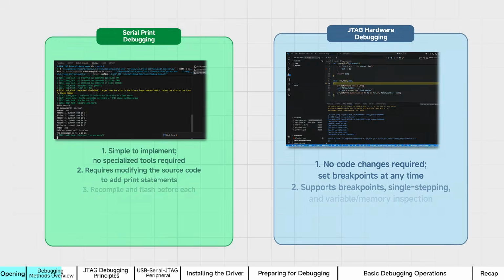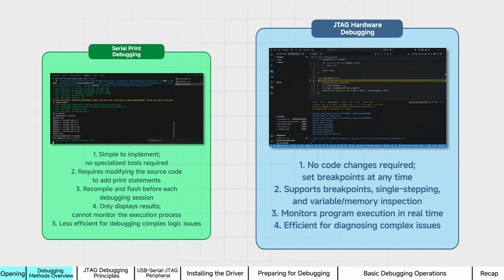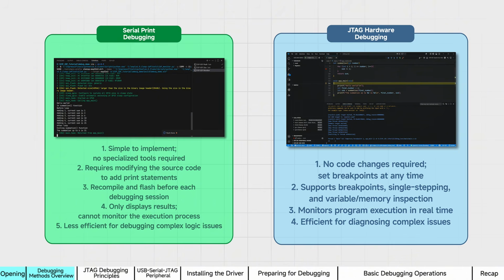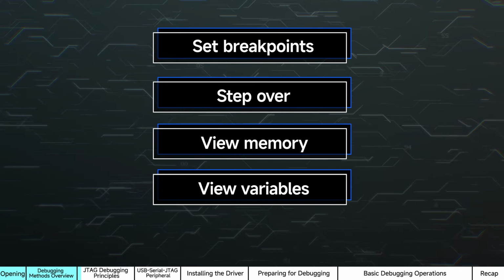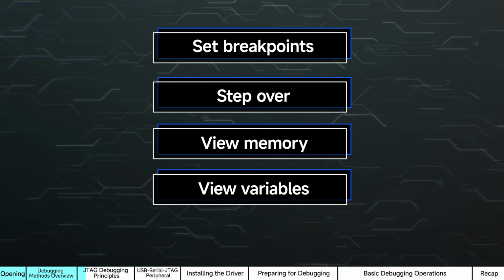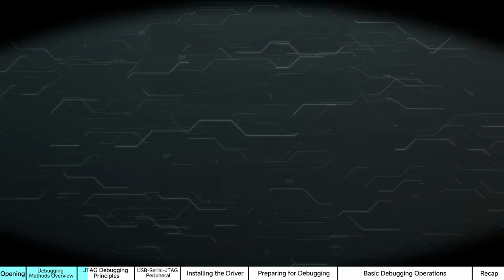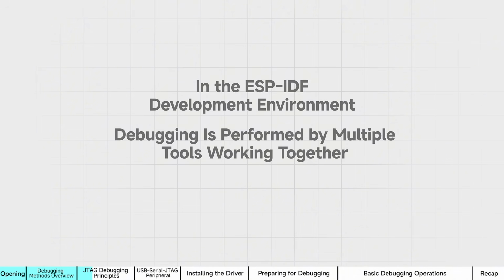A more professional and powerful method is hardware debugging. The ESP32 series supports hardware-level debugging via the JTAG interface. JTAG stands for Joint Test Action Group. It's an international standard test protocol that defines the communication interface between the chip and external debug hardware. With JTAG debugging, we can set breakpoints, step through code, inspect memory and variables, all without modifying a single line of source code.